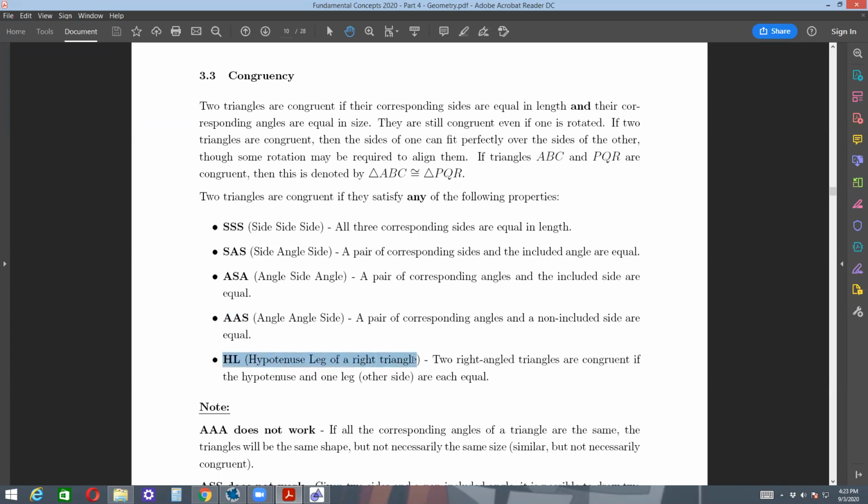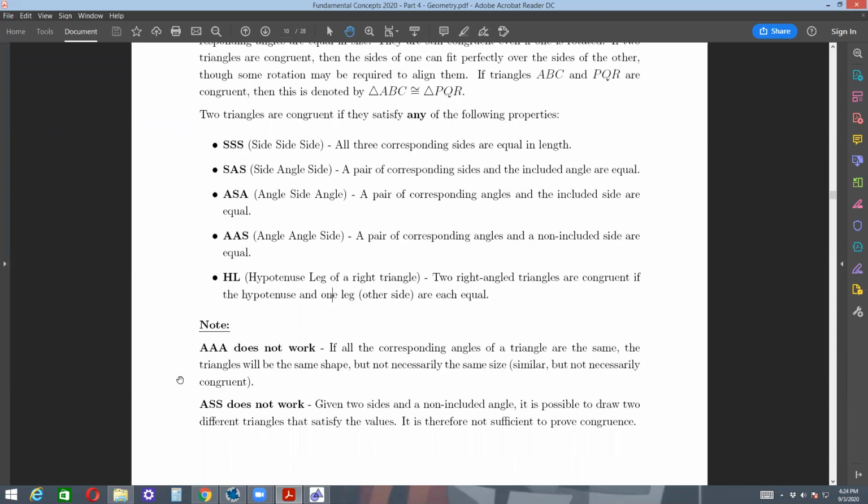This is a special one where you have the hypotenuse and any side of a right angle triangle. If you have two right angle triangles and they have the exact same length of hypotenuse and one of the corresponding sides, then automatically you could use Pythagoras' theorem and get the third side being equal as well. So that's another thing you can use for congruency when it's a right angle. Note AAA doesn't work because this only gives you similarity, it doesn't give you congruency. And similar to above, ASS doesn't work, because you can draw two different triangles using that.